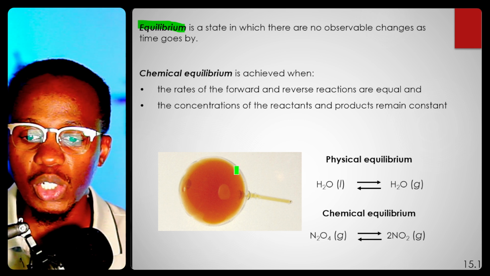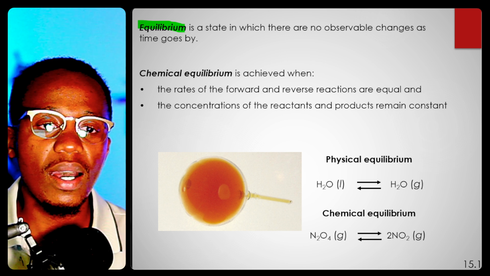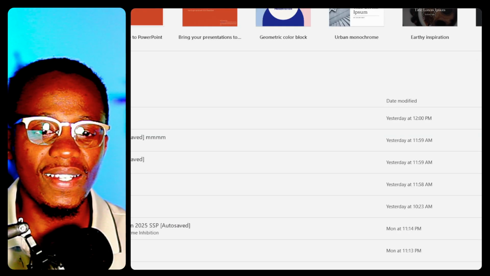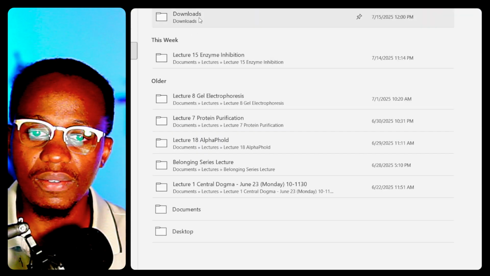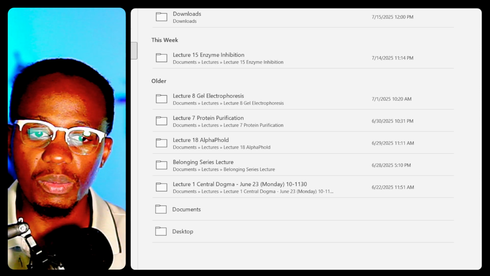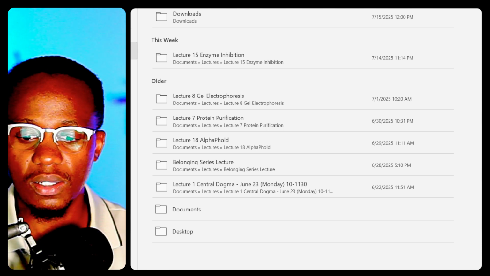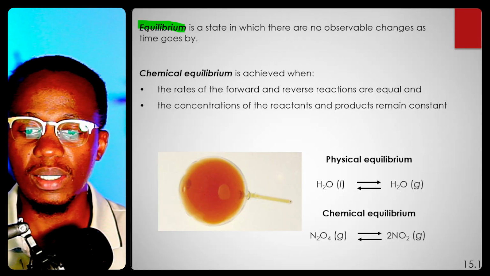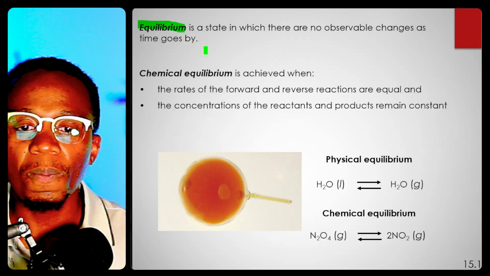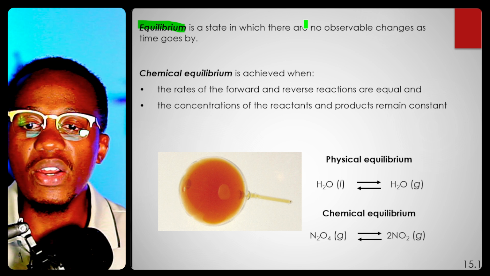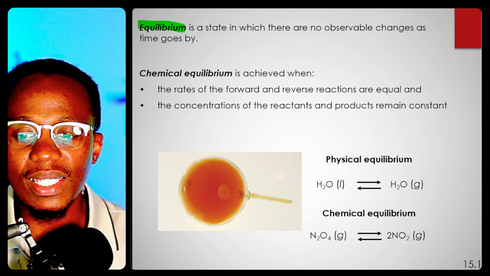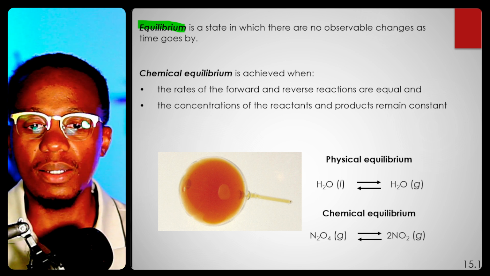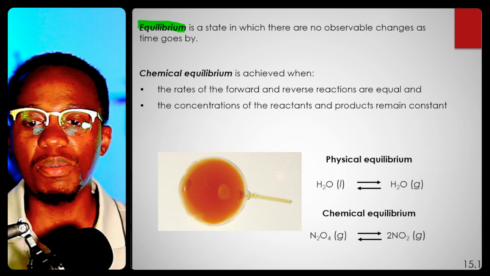Right, let's make sure that I save this, because if it's not saved, then I won't be able to give you a separate slide. All right, so equilibrium is a state in which there are no observable changes as time goes by, right? So it has reached equilibrium.